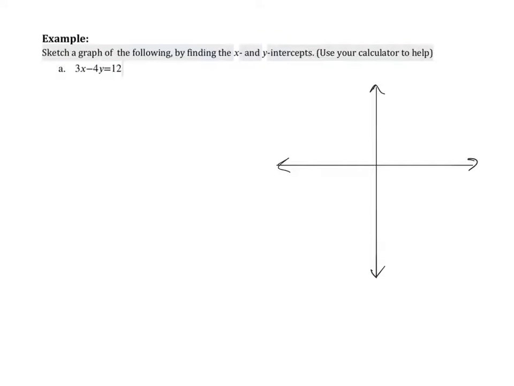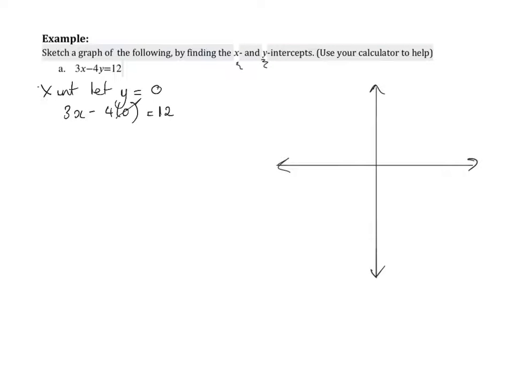Let's do this one manually as well, and then we'll have a look at the calculator later. So 3x minus 4y equals 12. And we want to sketch this graph using the x and the y intercepts. So x-intercept, what do we know? Well, we know that for the x-intercept, we let y equal to 0. So let's do that. 3x minus 4 times 0. So wherever I've got y, I'm going to put 0, equals 12.